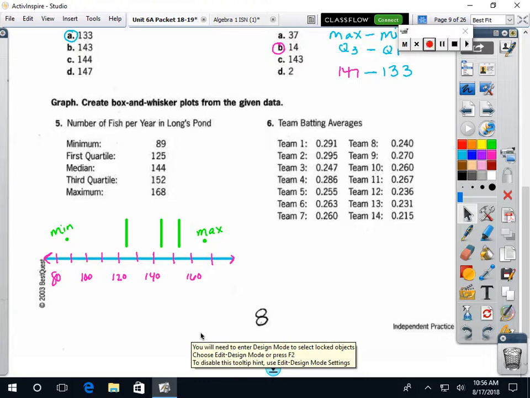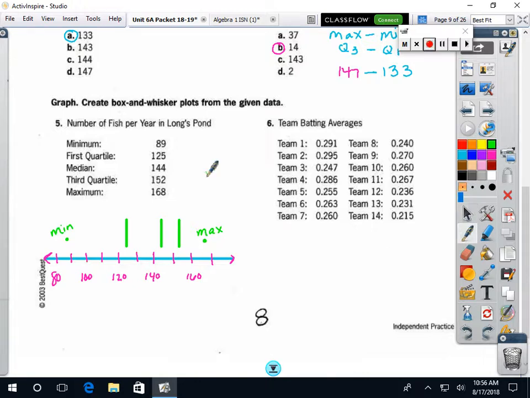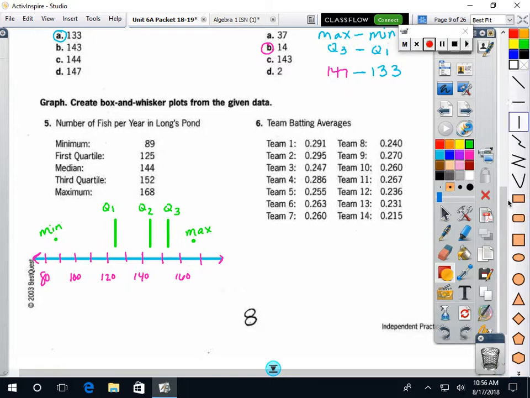Okay, once you have your lines for quartile 1, the lower quartile, quartile 2, the median, and quartile 3, the upper quartile, all you do now is just connect them to close it in and make it a box. And then after that, you connect the box to the min point and to the max point, and those are your whiskers.